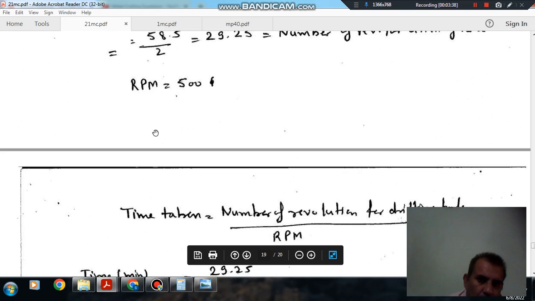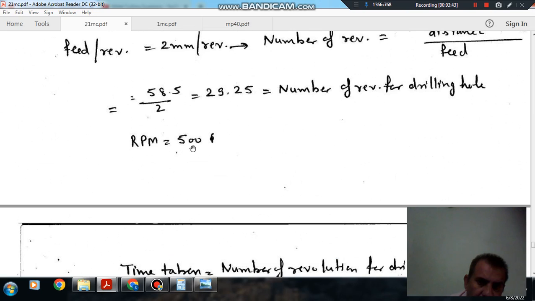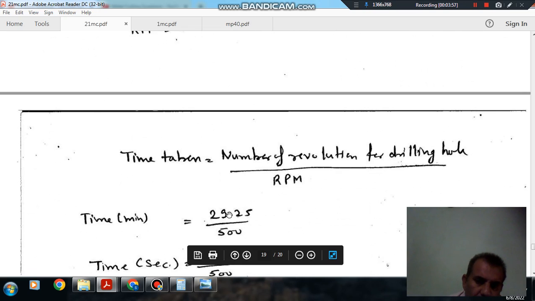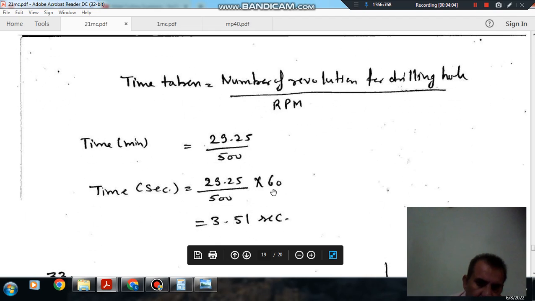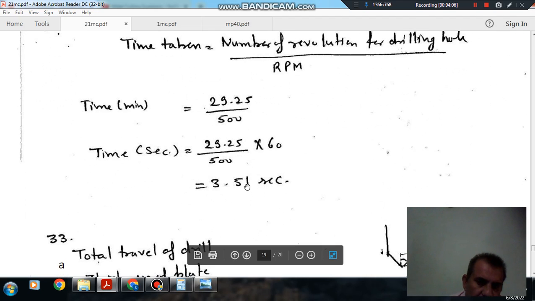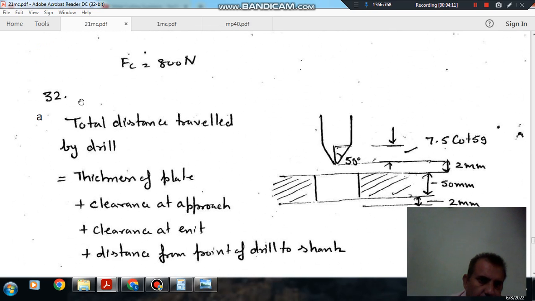In 1 minute it is making 500 revolutions, so one revolution will be made in 1 by 500 minute, and 292.5 revolutions will be made in 292.5 multiplied by 1 by 500. So this will be in minutes, and then converted to seconds. So the answer is 3.51 seconds. So the answer to question number 32 is A.